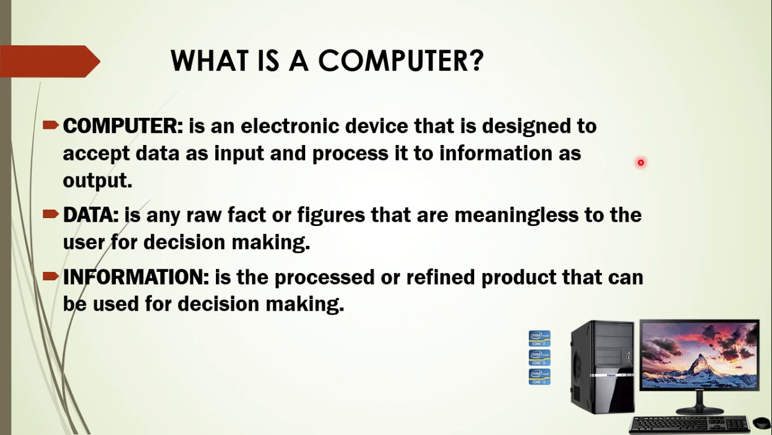Now, another word is data. Data is any raw facts or figures that are meaningless to the user for decision making. Data is anything that just exists as an idea to the computer. Anything that the user cannot use to make a decision is what we are calling data. And then information is the opposite. It is the already processed or refined product that can be used for decision making. In other words, information is processed or refined data.